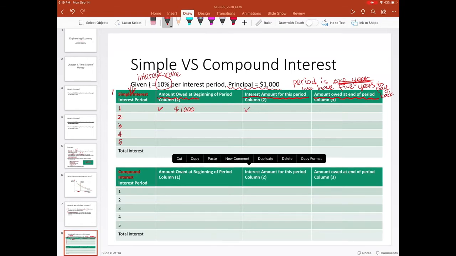And for this cell, the interest amount for this period. For simple interest, by definition, every time you calculate the interest, it will be the initial amount times the interest rate. So what is the initial amount? What is the principal? The principal is the initial amount. Keep that in mind.